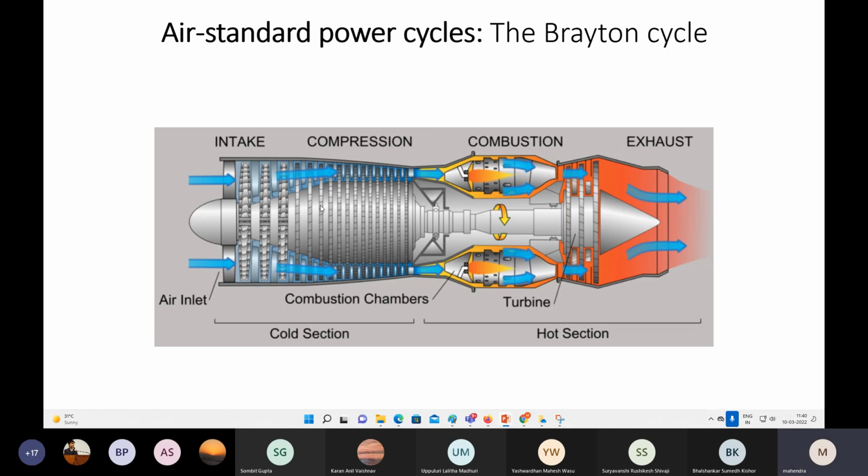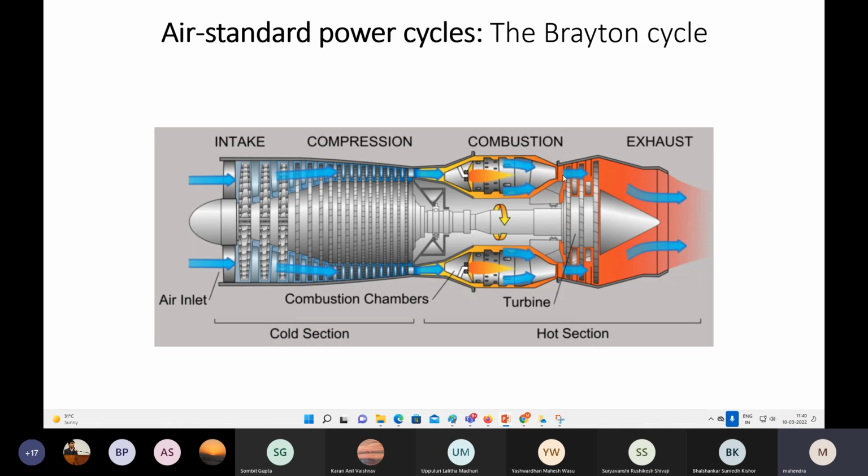In this compressor, if you see, the passage or cross-sectional area is decreasing from here to here. Suppose m quantity of air is entering over here, the same m quantity of air is leaving over here, but the cross-sectional area has changed. That way it is compressing to a high pressure. Then it passes to the combustion chamber.